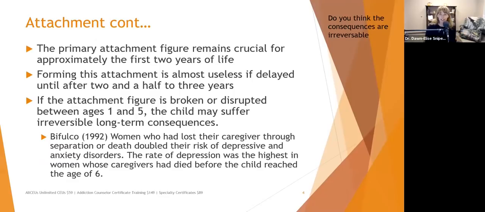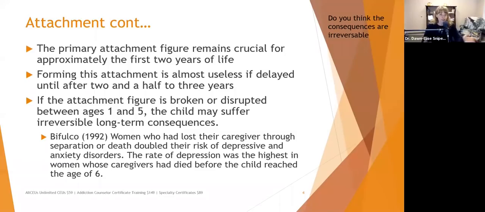Forming this attachment is almost useless, emphasis on almost, if delayed until after 2.5 to 3 years. So if you have a child that bounces around in foster care for the first 2 or 3 years of their life, they're probably going to struggle with a lot of emotional and behavioral issues because this attachment is just never established.